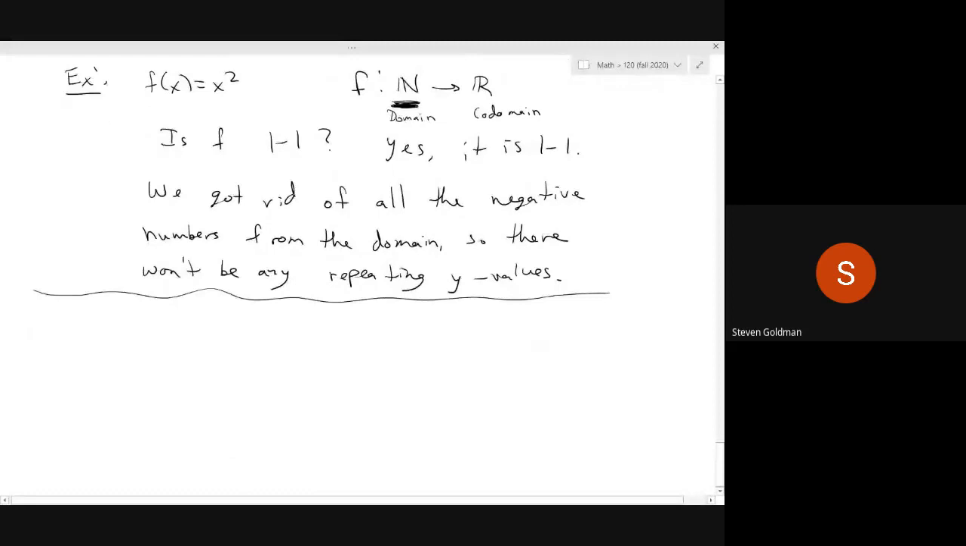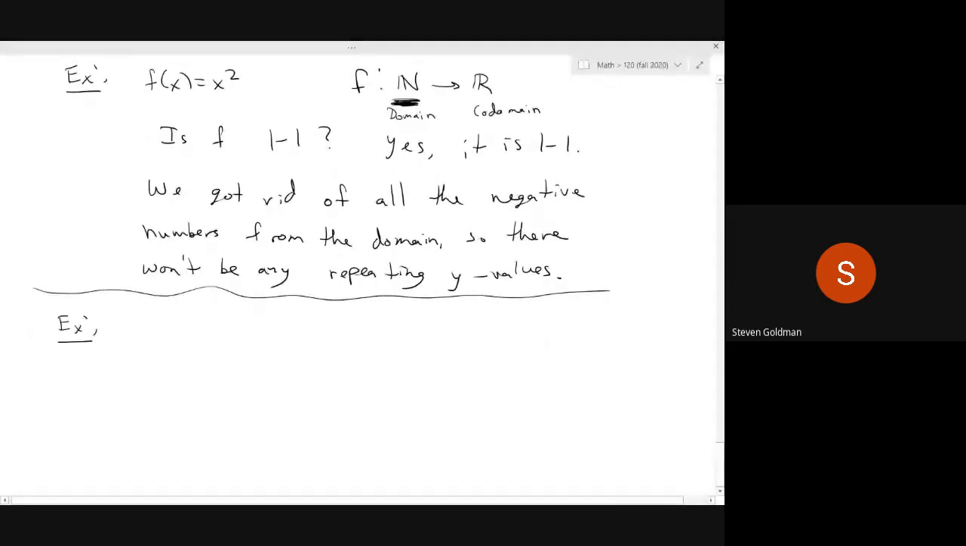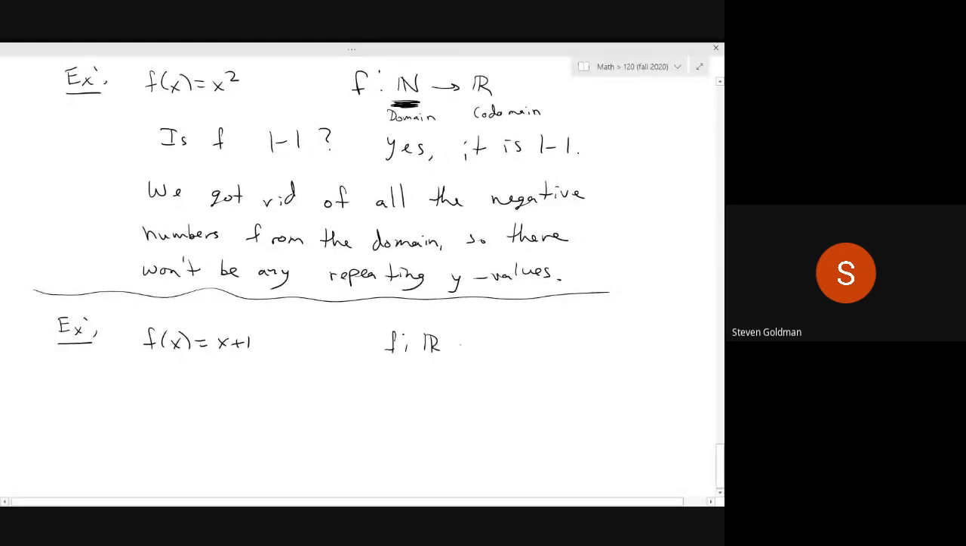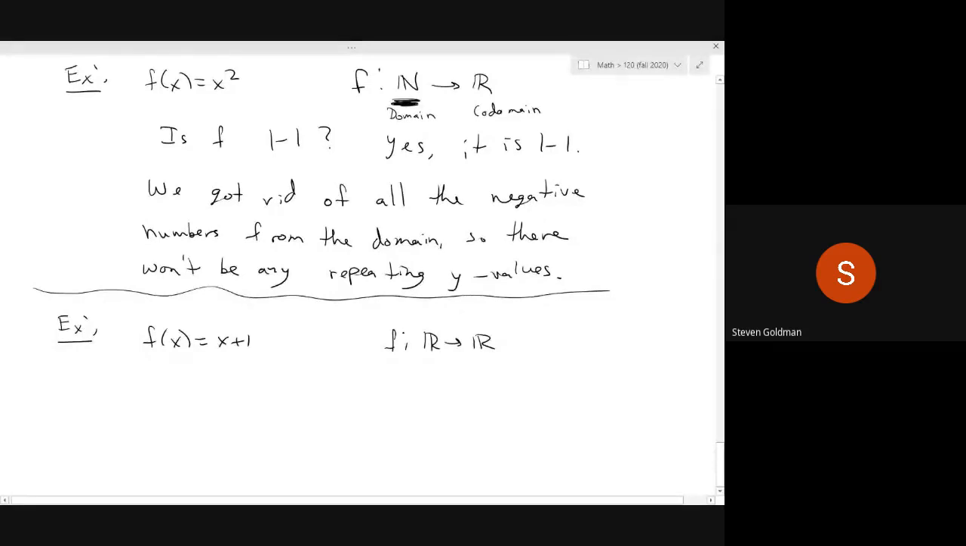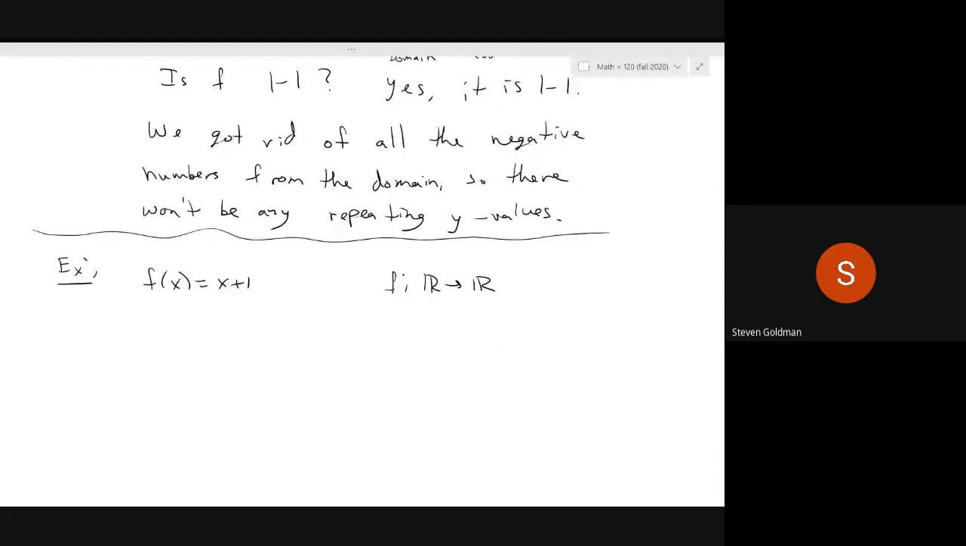Okay, let's try another function. Let's say I give you the function f of x equals x plus 1. And let's say f is a function from the set of real numbers to the set of real numbers. So the domain and the codomain is R. Is this function one-to-one? So here the answer is yes, it is, right? As somebody pointed out, it's what we would call a linear function.